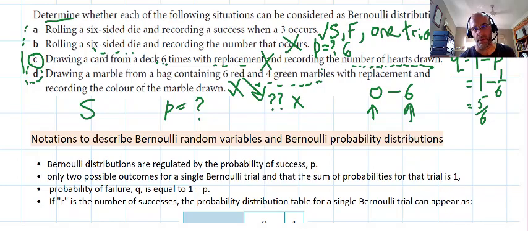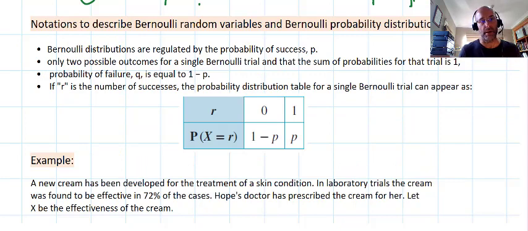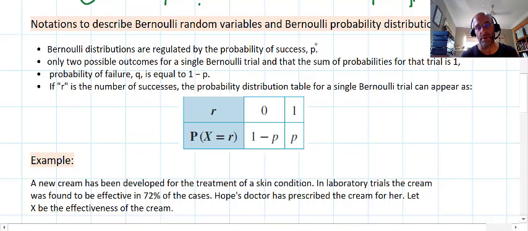It needs a few things. Now let's look at our notations, and we're using them to describe Bernoulli random variables and Bernoulli probability distributions. And some of this is familiar from the previous video. So remember, these things are all about the probability of a success, and the success has to be well defined. Only 2 possible outcomes.